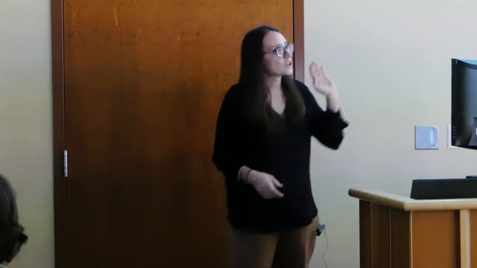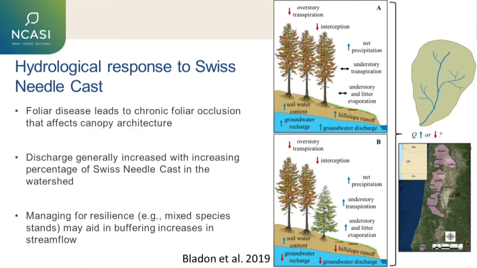So that's one hypothesis. However, based on other literature, I think from pine beetle, they found that even though there was depressed transpiration rates, there was actually an increase in evaporation and transpiration of understory vegetation and other surfaces that sort of counterbalanced that, so they didn't actually see an increase in runoff. So in this particular study, they used a gradient across Oregon of a variety of sites, and they found that discharge did generally increase with increasing percentage of Swiss needle cast in the watershed.